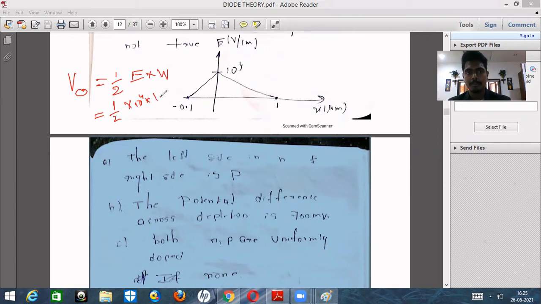It is 1.1 micrometer. In terms of centimeter, it will be 10 power minus 4. These will cancel with each other. 1 by 2 into 1.1 is nearly 0.5.